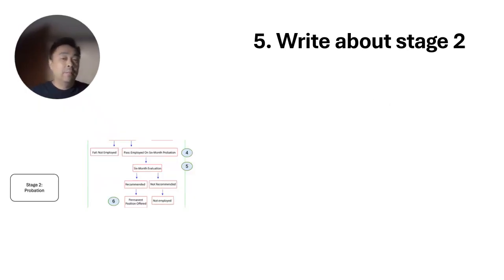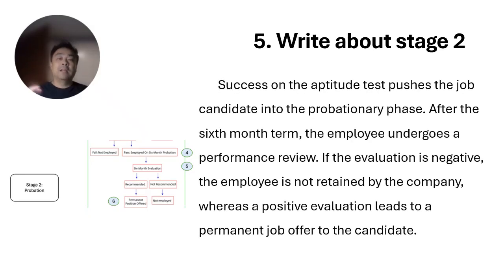Now let's take a look at the second body paragraph. Now you note that I made the cutoff here from stage 1 to stage 2 about the aptitude test. Well, success on the aptitude test pushes the job candidate into the probationary phase. That's not a bad topic sentence. And after that sentence, we describe the steps that go through the probationary stage. Pause here to read the paragraph if you wish. And when you're ready, let's look at the whole essay.